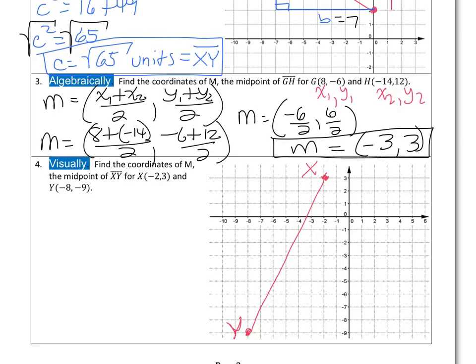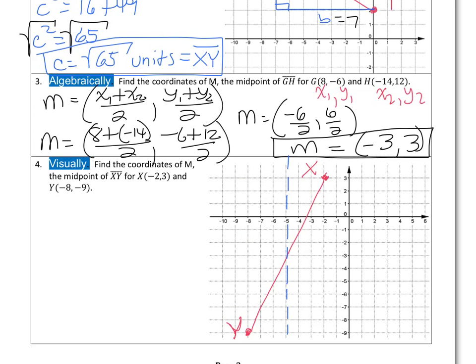Well, we're going to treat each dimension separately. So let's just first focus on the x dimension only. Count the boxes. 1, 2, 3, 4, 5, 6 boxes between X and Y in only the x dimension. So half of 6 boxes would be 3 boxes. And I'm just going to count 3 boxes over from either one of the endpoints. So I know my midpoint is going to be somewhere on here. X equals negative 5.